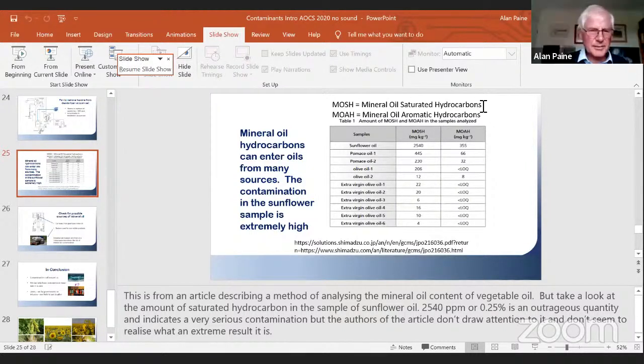So what was the question again about? Is there any process for MOSH removal? Removal, they mean removal. Probably, to remove, yes. Well, yeah, not entirely.